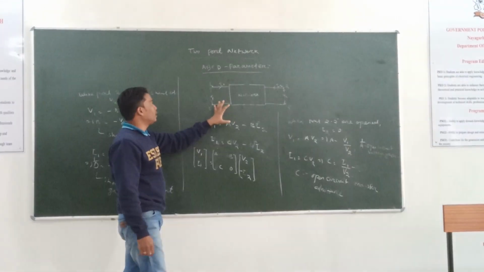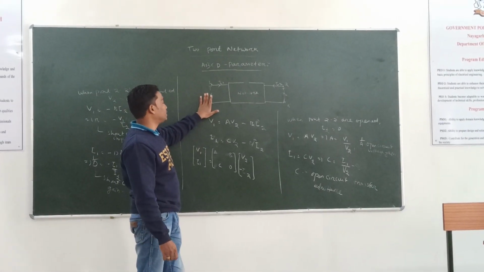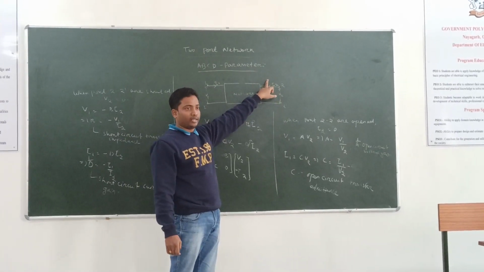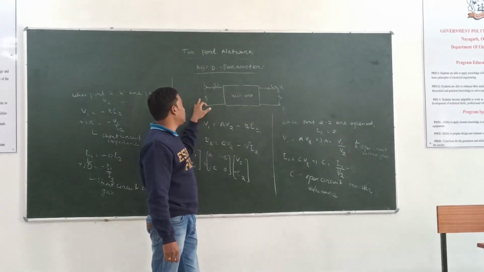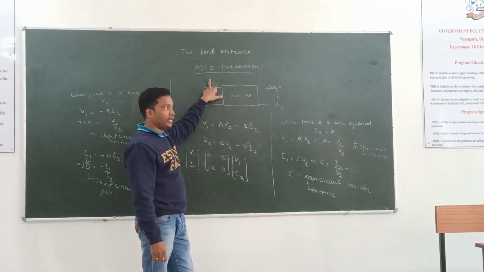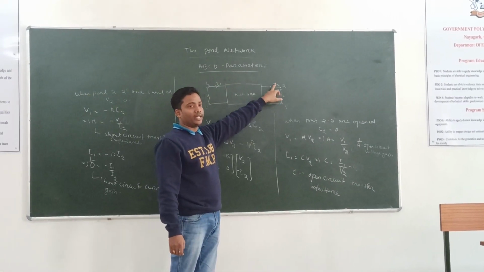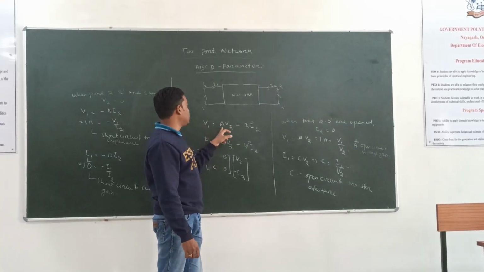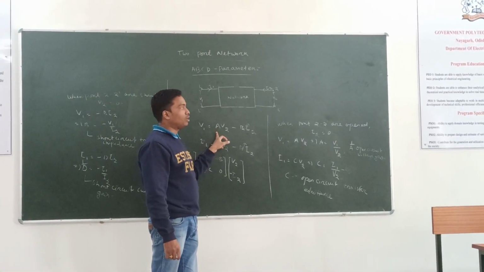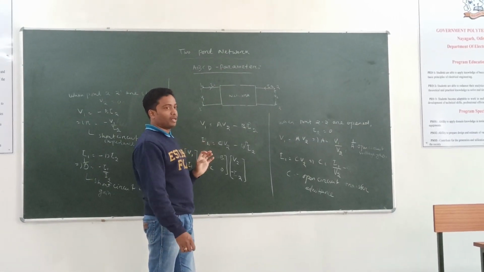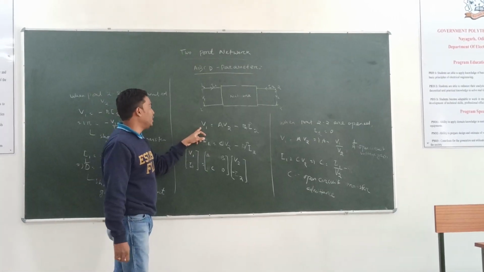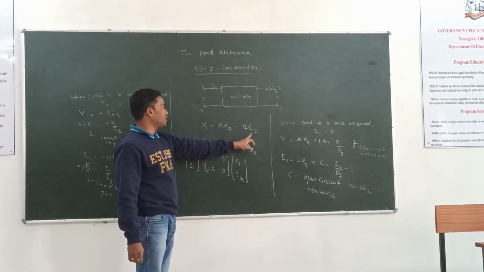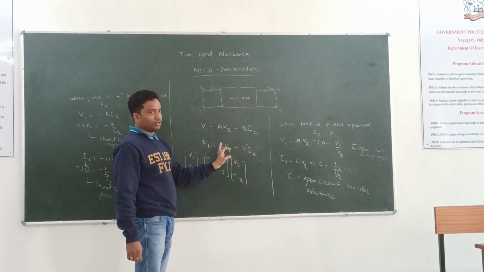So in a two-port network, there are four parameters: sending end voltage, sending end current, receiving end voltage, and receiving end current. To represent sending end voltage and sending end current in terms of receiving end voltage and receiving end current, we need some parameters. This is called the ABCD parameter or transmission parameter. So you can write the sending end voltage and sending end current in terms of receiving end voltage and receiving end current. These are the two equations.